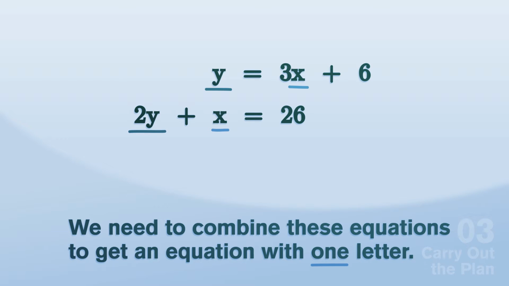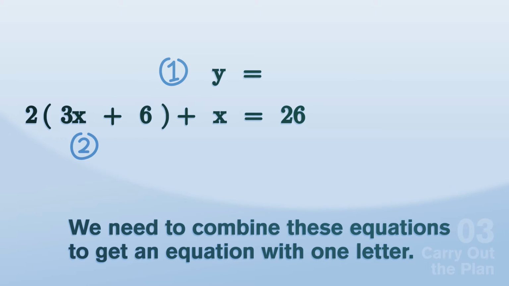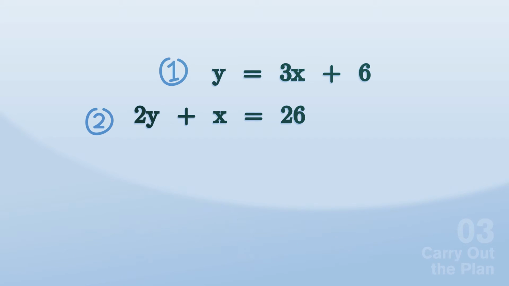It often helps to number our equations so they are easier to keep track of. y = 3x + 6 is equation 1. 2y + x = 26 is equation 2. Okay, so equation 1 tells us that y is equal to 3x + 6. That means I can take this value for y from equation 1 and substitute it into equation 2. Let's substitute equation 1 into equation 2.